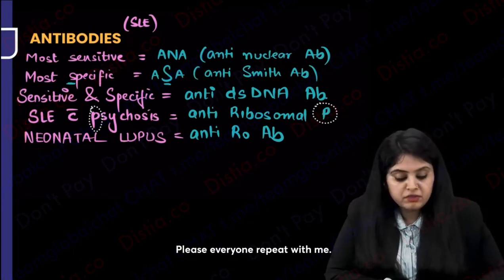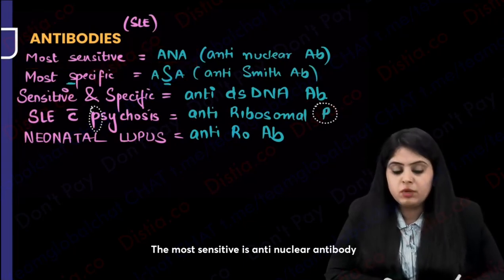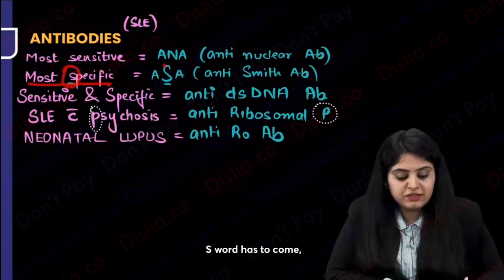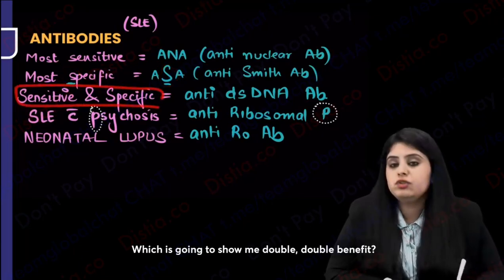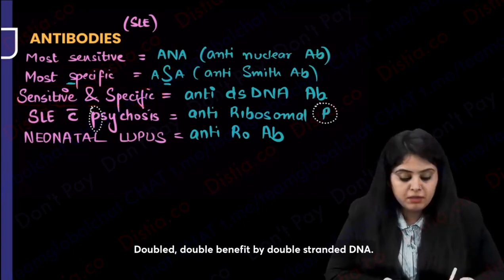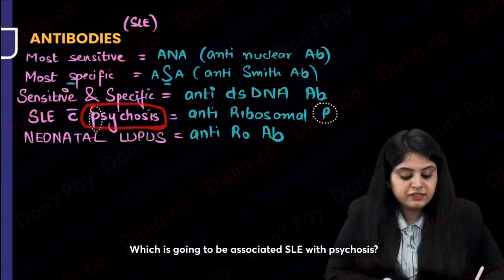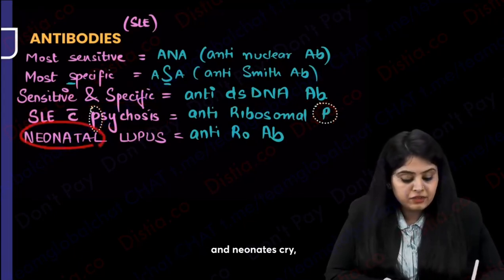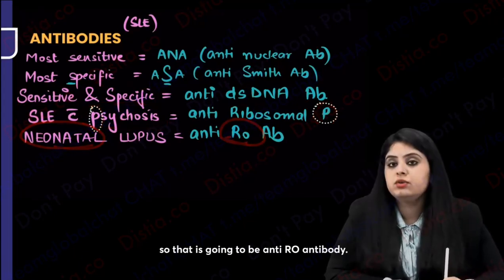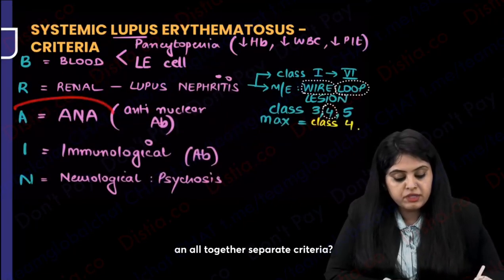Please everyone repeat with me. Which is the most sensitive? The most sensitive is anti-nuclear antibody. Which is the most specific? The S word has to come: specific, anti-Smith antibody. Double benefit is shown by double-stranded DNA. SLE with psychosis, the P means ribosomal P, and neonates cry, so that is anti-Ro antibody. Out of these, which one have I given an altogether separate criteria?